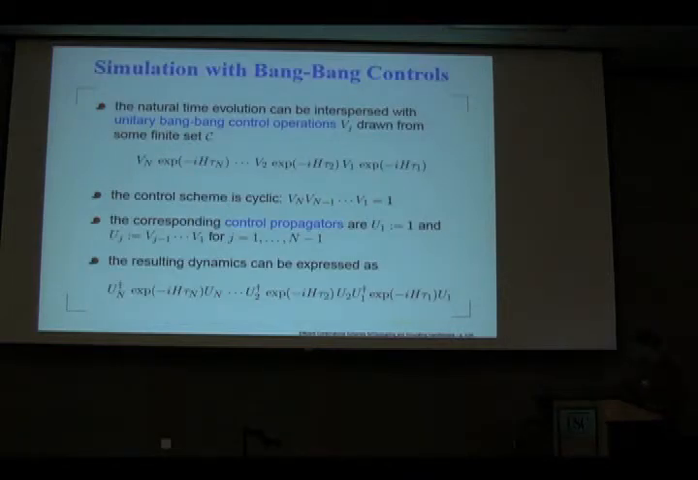Let's start with simulation with bang-bang controls. Here the natural time evolution can be interspersed with unitary bang-bang control operations, V_j, that are drawn from some finite restricted set. We let the system evolve for time tau 1, then we apply the bang-bang operation V1, and so on. We assume that the control scheme is cyclic, so if we multiply all these bang-bang operations, we obtain the identity operator. The corresponding control propagators are U1 equal to the identity, and U_j is this product here. Then this dynamics can be rewritten in this convenient form.